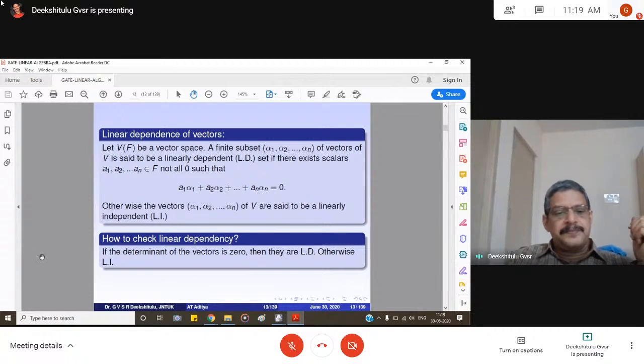Similarly with the columns. Then how to check the linear dependency? Okay. So consider these vectors as rows of a matrix. Find the determinant of the matrix. If it is 0, we say that the vectors are linearly dependent. If it is not equal to 0, then we say that they are independent. Let us see one or two examples.